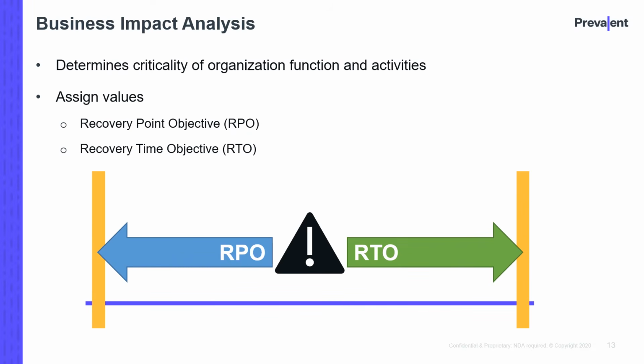For IT and hosted application services, perform a business impact analysis to determine the criticality of these functions and activities. Assign values to these functions for their recovery after an impactful event. The recovery point objective, or RPO, is the maximum targeted period in which data may be lost due to a major incident. The recovery time objective, or RTO, is the acceptable amount of time to restore the business function after a disaster.